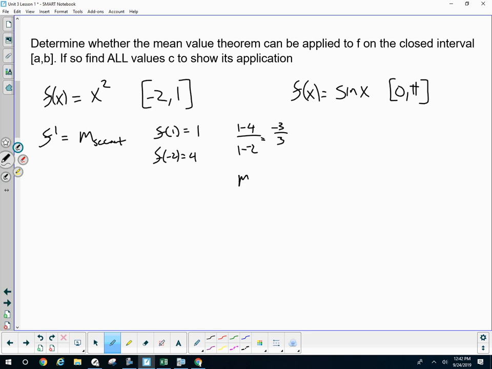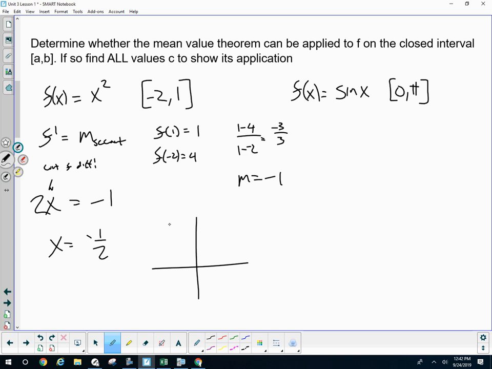So my secant slope is -1. When does my tangent slope, which is continuous, that means f is differentiable, give me a secant slope of that? I get -1/2. It's pretty cool. You can kind of visually see that quickly. If you have x squared between (-2, 4) and (1, 1), there's my secant slope. My tangent slope would be like right there. That tangent slope's -1/2. Sine, same deal. Understanding mean value theorem equates tangent slopes and secant slopes.